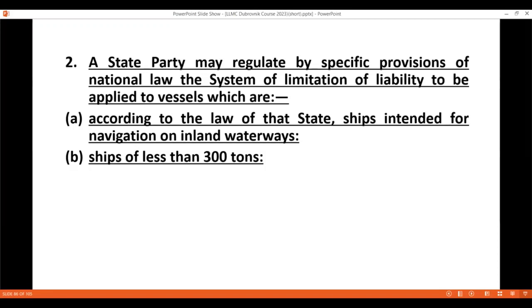The states that have taken this option, which I would encourage, usually take half the amount of the limits provided by the convention. So you will have the limits of liability under Article 6 or 7, and for very small ships, it will be half the amount. But if the state has not taken that action, it will be the same for everyone.